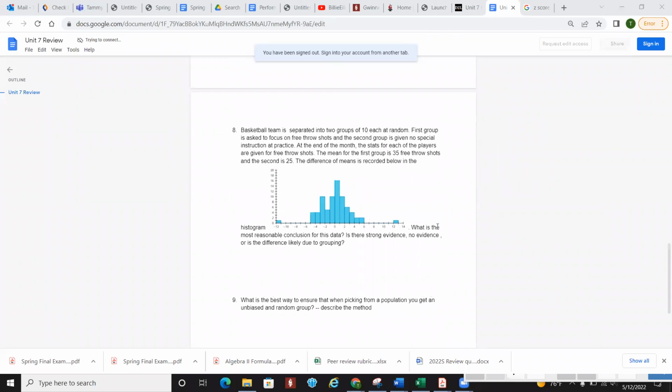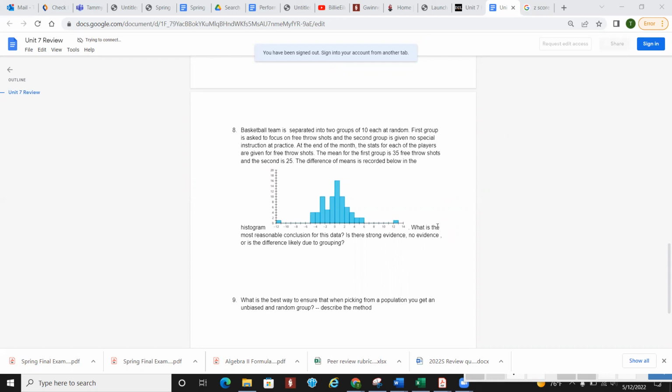Okay. Number 8, basketball teams are separated into 2 groups of 10 at random. First group is asked to focus on free throws. Second group is given no special instruction at practice. At the end of the month, the stats for each of the players are given for free throw shots. The mean for the first group is 35 and the second is 25. The difference of means is recorded below in the histogram. What is the most reasonable conclusion for this data? Is there strong evidence, no evidence, or is the difference likely due to grouping?